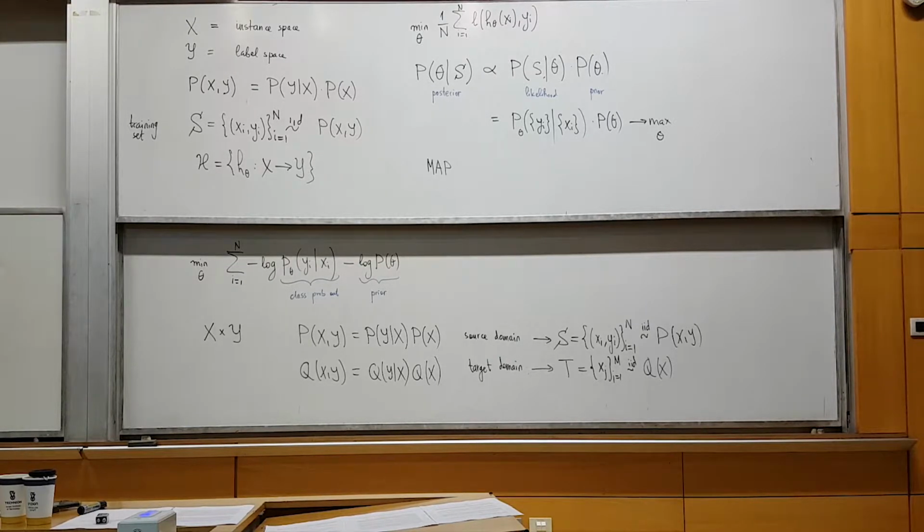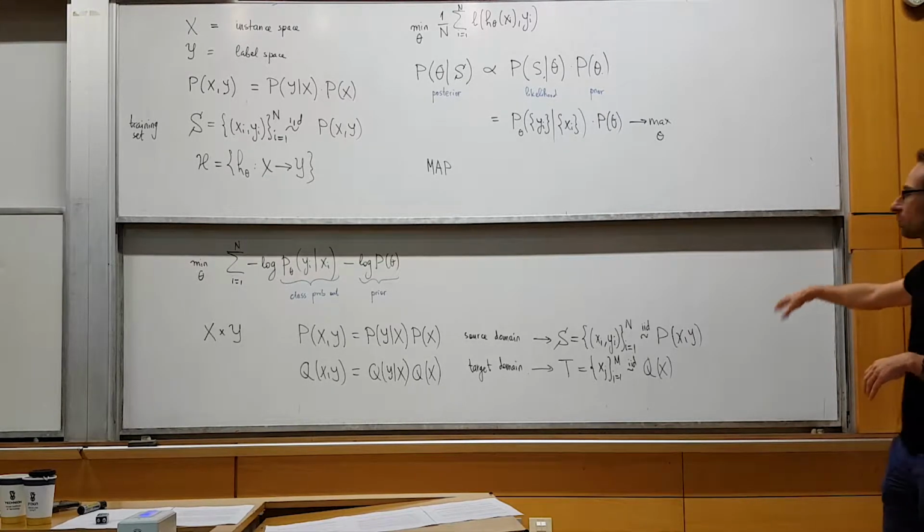Okay? You can also think about, for example, medical images. You might have something that you can simulate well, or you might be able to measure in the lab, but then you go to the real clinical setting, and in the clinical setting, you, for example, don't have ground truth. Okay? So this kind of problem is called domain adaptation.